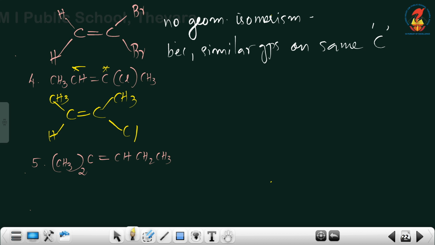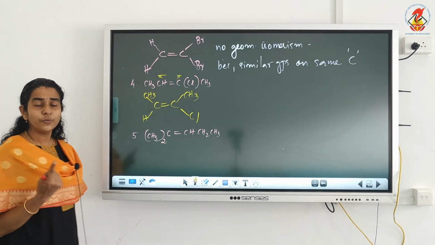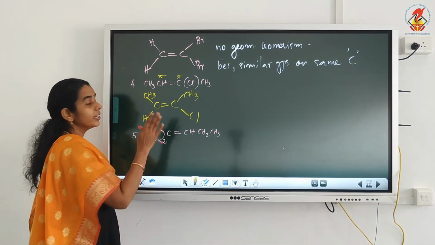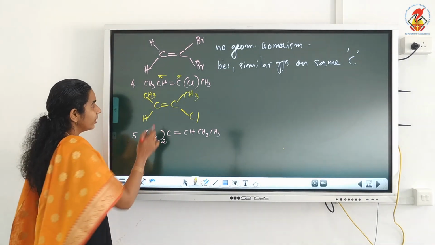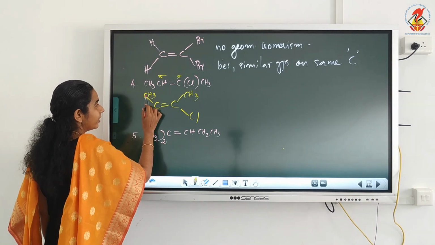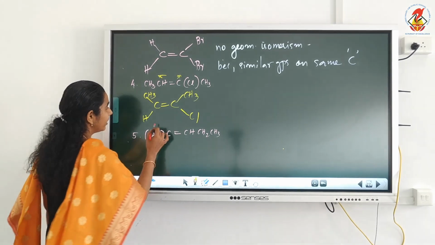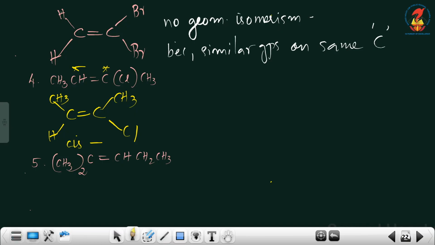So here the similar groups are on opposite sides. At least one similar group should be present. It is not necessary that both the groups should be similar. Okay, so here one group is similar. Here there is methyl, here also methyl. So similar groups on the same side. So this is cis isomer.